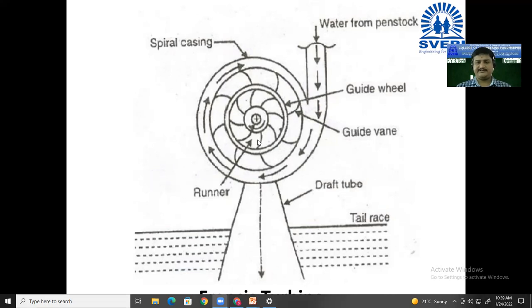Now this diagram is a 2D diagram. Yes sir. I want to show you, I will draw it. So suppose this is the spiral casing.